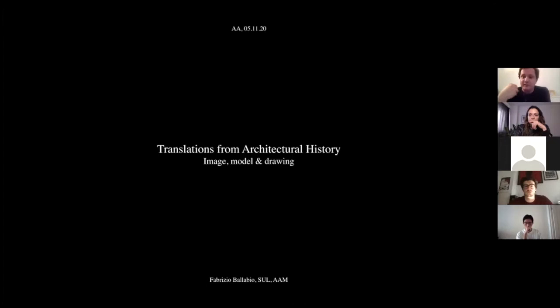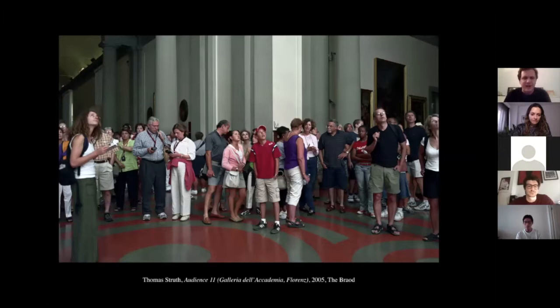So I always like to begin with this slide from Thomas Struth, where you have, in the Galleria dell'Accademia in Florence, this kind of massive tourists in a spectacular Renaissance building, completely clueless as to how or what they are to look at. I like to start with this image, which depicts a bunch of tourists at the museum, completely clueless as to how they are to engage with the artifacts which surround them, including the building and the artwork which is displayed.